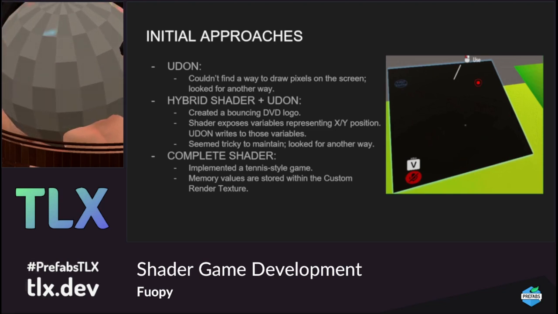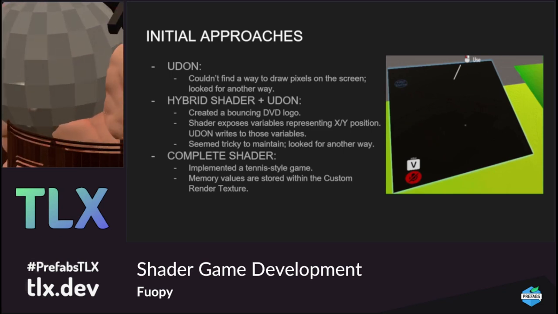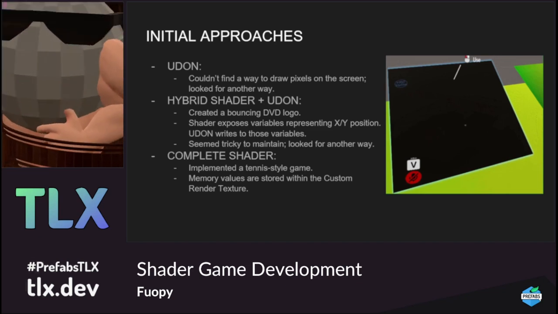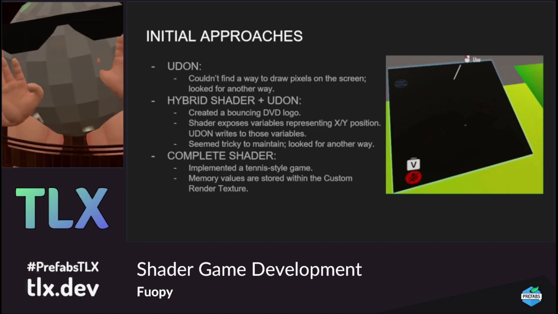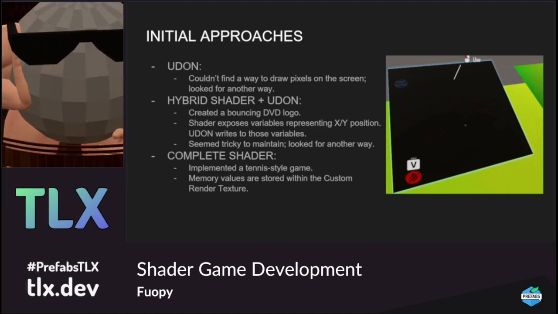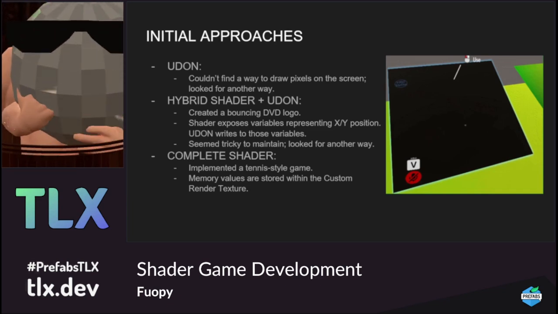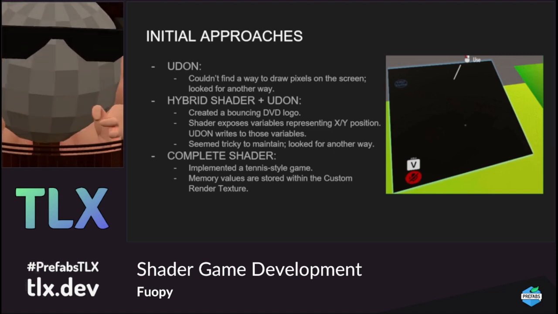The bouncing is driven by Udon. I did all the logic for the physics in Udon, and the shader simply displays a sprite at the given XY position. That's it. And honestly, it worked pretty well, but I thought that maintaining both a C-sharp side of the code and a C++ or HLSL side of the code was going to get a little bit complicated. So I looked for another alternative, and I settled on writing the entire game in a shader. And so now I'm going to talk about my complete shader approach to making games.